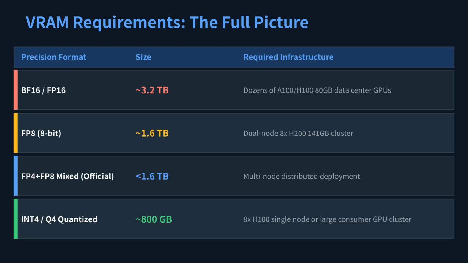Here is the honest picture on VRAM. At BF16 full precision, all 1.6 trillion parameters require about 3.2 terabytes of GPU memory. That means dozens of high-end data center GPUs. At FP8, you need about 1.6 terabytes. At 4-bit quantization, about 800 gigabytes. DeepSeek ships the official weights in mixed FP4 and FP8 precision. The large expert network parameters use 4-bit FP4, while the sensitive attention and routing components stay at 8-bit FP8. This mixed approach minimizes quality loss while keeping the storage footprint as low as possible.